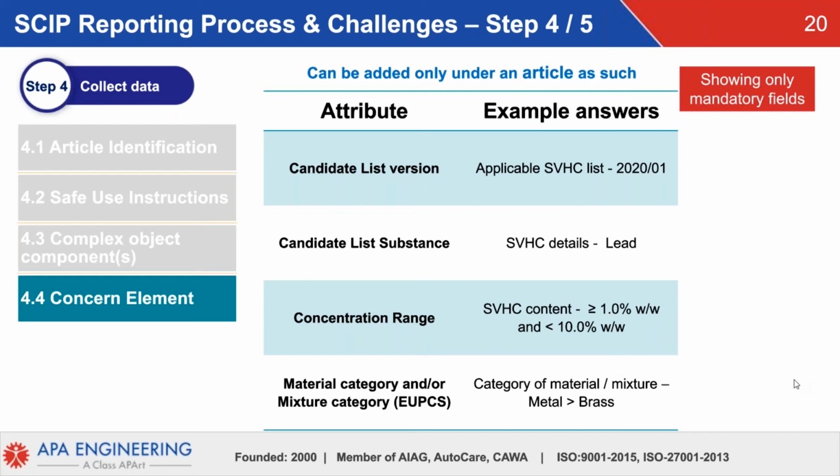Concentration range: basically one cannot enter the exact percentage, but we have to use the drop-down. So for example, for 3%, one has to use greater than or equal to 1% and less than or equal to 10%. Then material category or mixture category. In this case, basically, if lead is present in the copper alloy, it can be chosen as a category of material, mixture, metal, then brass. Next slide.